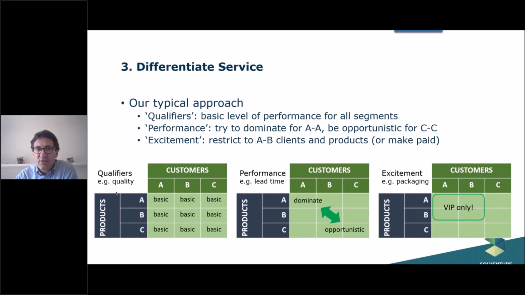Now, using that framework, it could be like having the qualifiers, the basic offering, for each of your segments. The performance would be used to really differentiate. That is the main characteristic, so probably you have to offer it for all, but the high performance is just for my A customers and products, while the low performance is for my C's. And then the excitement parameters are probably only for my top products and top customers.